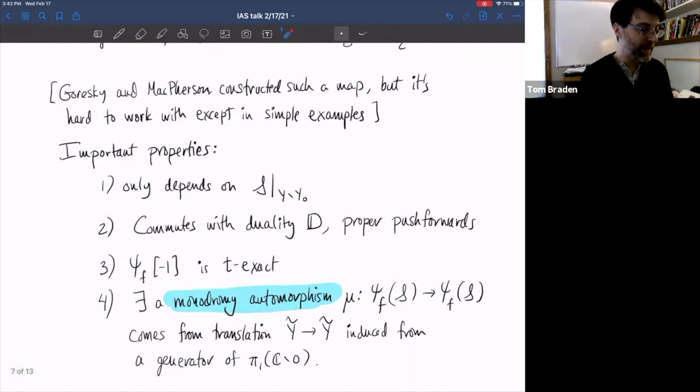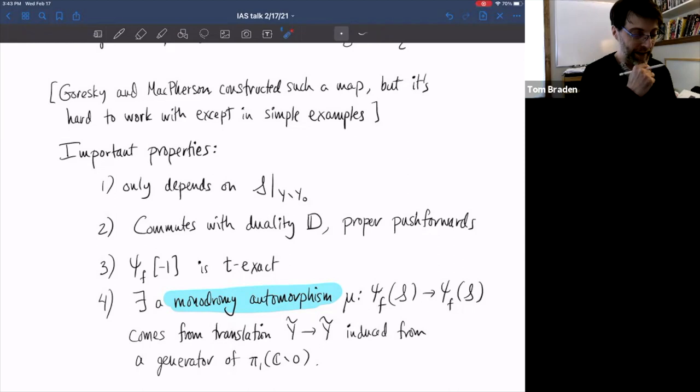I don't remember the exact technical details, but because it involves choosing a stratification that's compatible with F and doing stratum by stratum constructions, it's not something that you can actually compute with in more than the very simplest examples. So if there are two strata, you can probably do it, but beyond that, it's nice to know it exists theoretically, but I don't know that it's really that helpful.